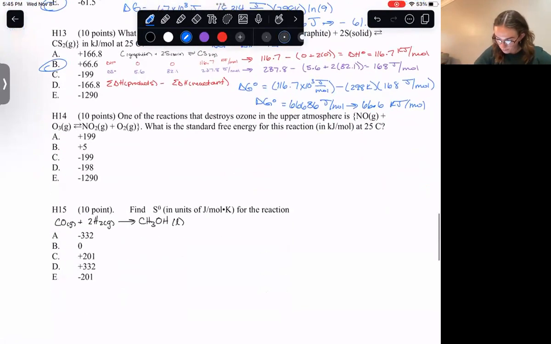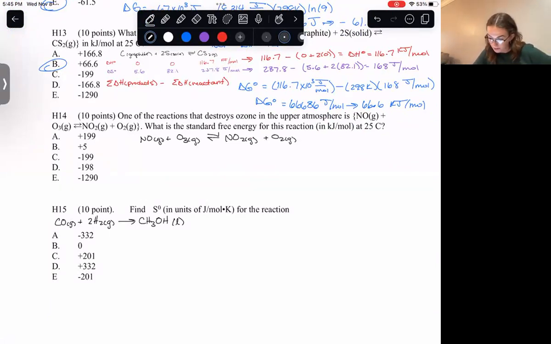Okay. So for question 14, this is going to be very, very similar to question 13 that we just solved. This time our reaction is NO gas plus O3 gas forms NO2 gas and O2 gas. So we just have a couple more products and reactants here. One thing to always check is to make sure that you have a balanced reaction. You have 1 nitrogen and 4 oxygens on both the left and the right, so this is good to go.